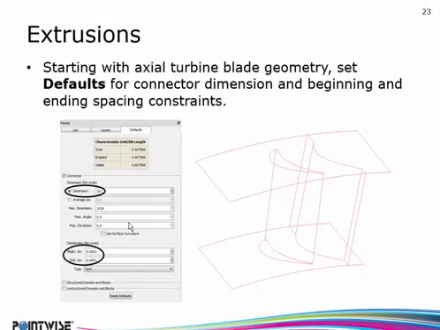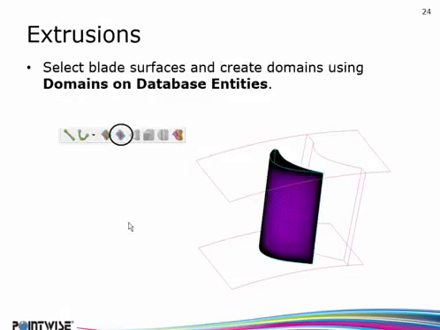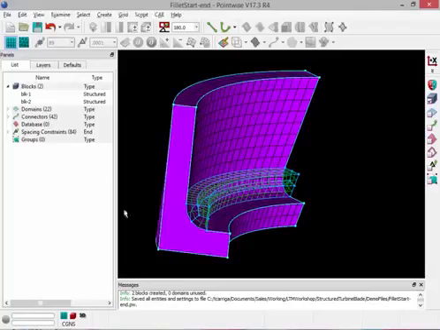So starting with this geometry, I'm going to go in and set up some defaults like we did before, same dimensions, but instead of changing the spacing constraints and clustering after I create the domains, I'm just going to go ahead and set that up as a default and let Pointwise do that automatically as it creates the connectors and the domains. And then we will use the onDatabase entities command again, as I did earlier, to create these two domains. So let's go ahead and look at that in Pointwise.